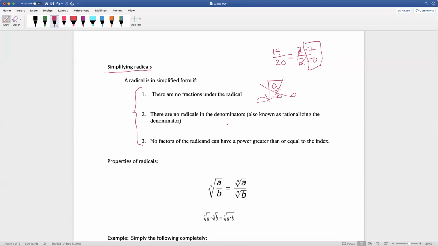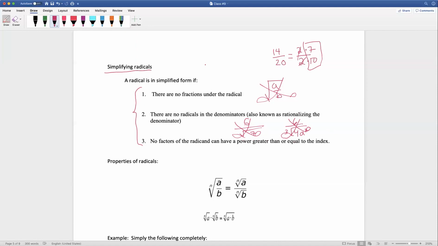2, there are no radicals in the denominator. So what happens if we have a radical in the denominator? That means something like 5 divided by the square root of 7. That is not in simplified radical form. Or 6 divided by the cube root of 4a squared. Same thing, that is not in simplified form because there are radicals in the denominator. So something else we have to worry about is what we do if we get a radical in the denominator, because we can't leave it that way. It's not in simplified form.